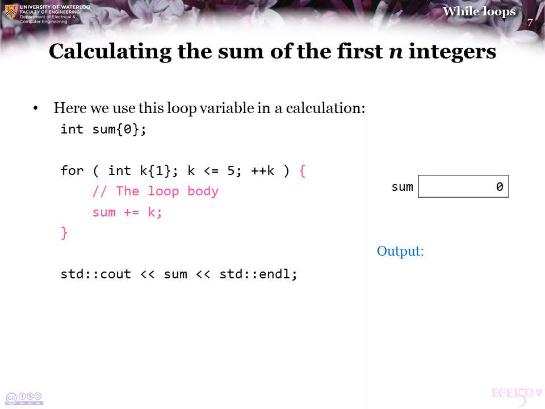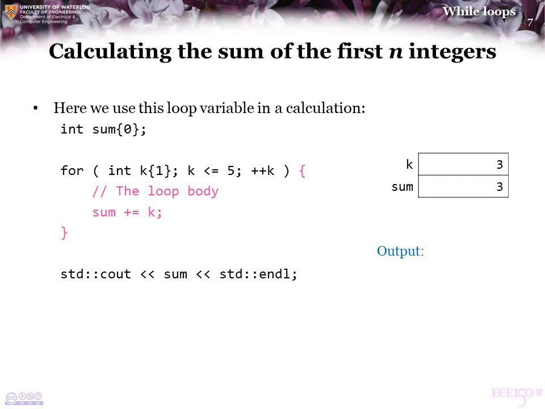So as before, sum is initialized with the value 0. We will now perform the looping statement, and we initialize k with the value of 1. K is less than or equal to 5, so we execute the loop body, and so we add the value of k to sum. We update the value of k, test the condition, still true, k is less than or equal to 5. We execute the loop body, which adds the value 2 onto sum, so now sum is equal to 3. We increment the value of k.